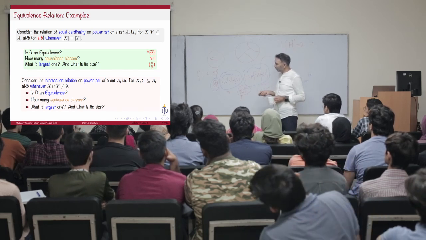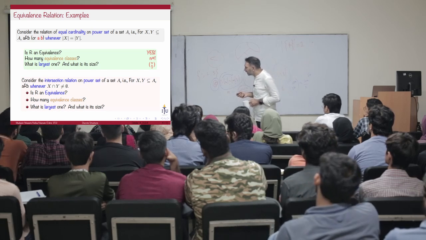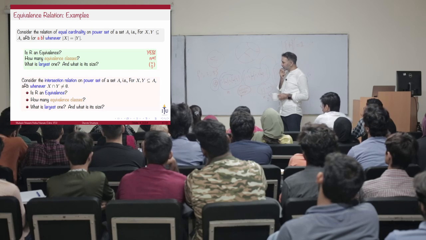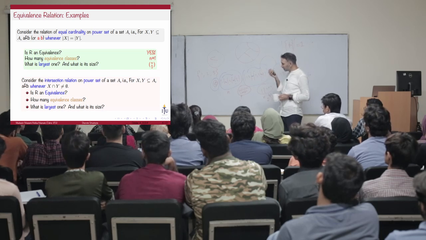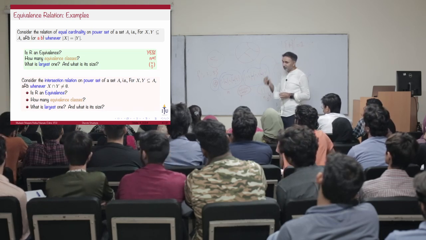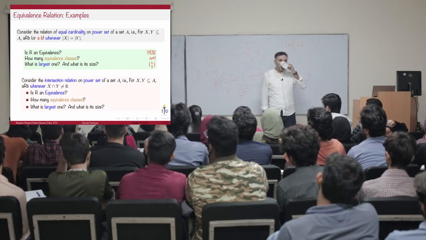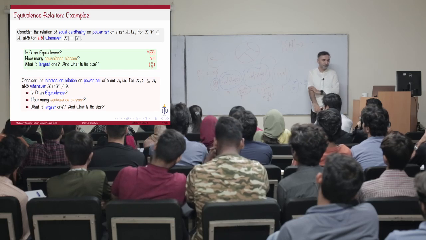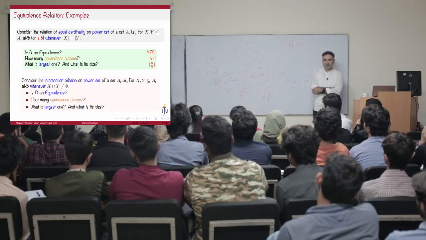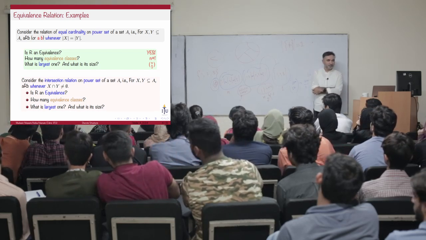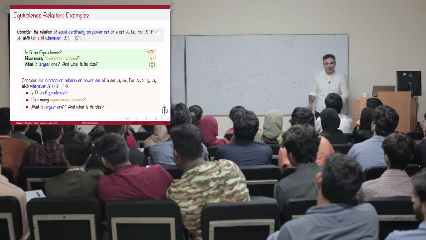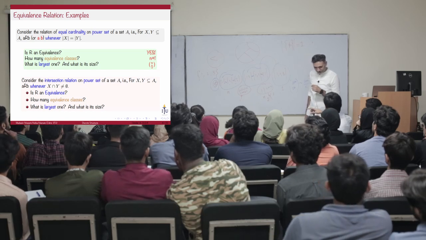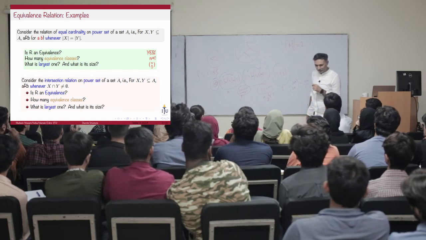I think I have another question, which is this. Consider the intersection relation on the power set of a set. Is this an equivalence? How many equivalence classes do we have? What's the largest one? Bolo? It's not an equivalence relation. Why? The intersection should be an empty set, that's what makes it an equivalence.